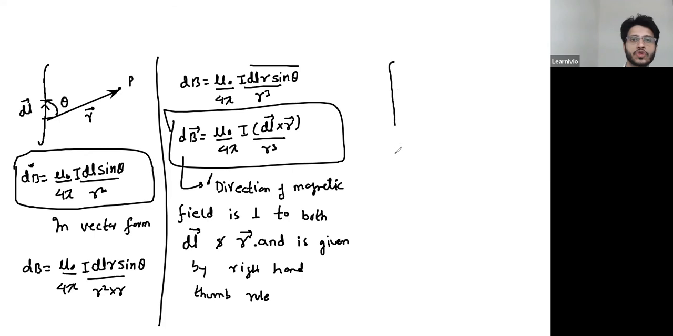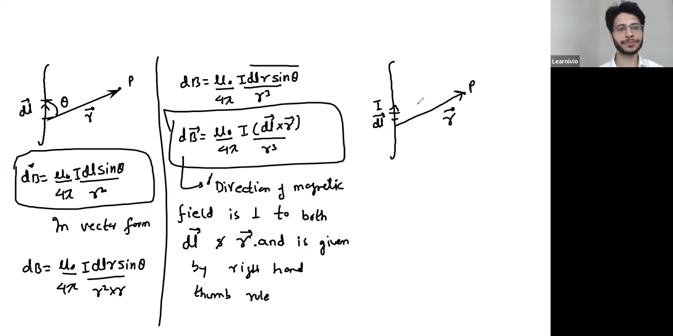So this is your wire, this is your current carrying wire. This is the point, and this is your r. Can you guess which direction is perpendicular to both? This is your dl. dl is basically the direction of current. What direction is perpendicular to both r as well as dl?